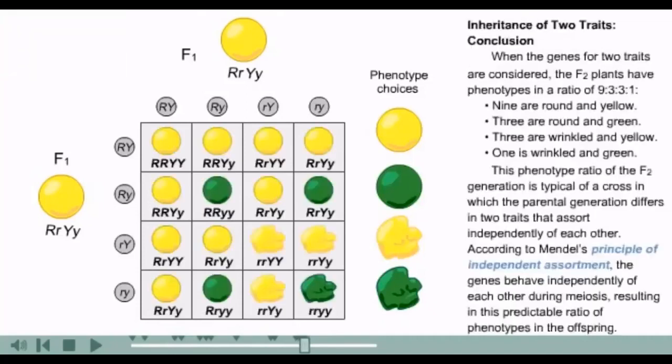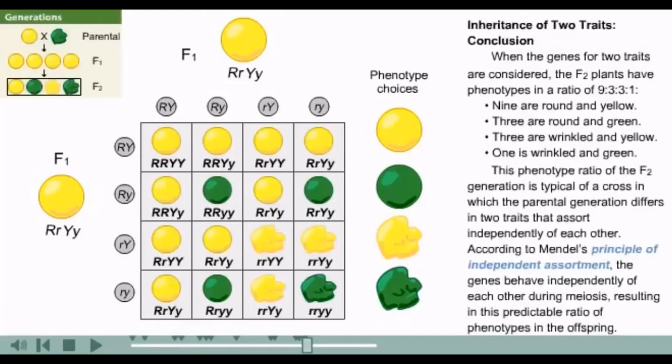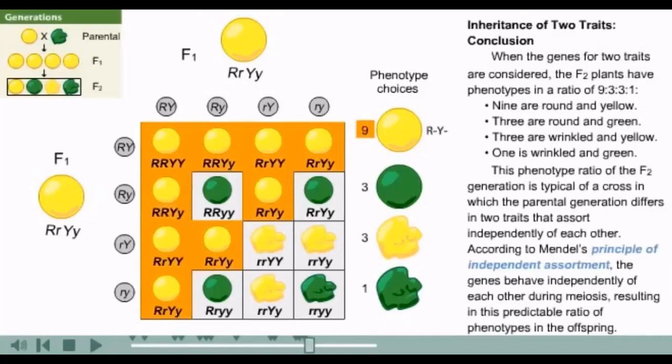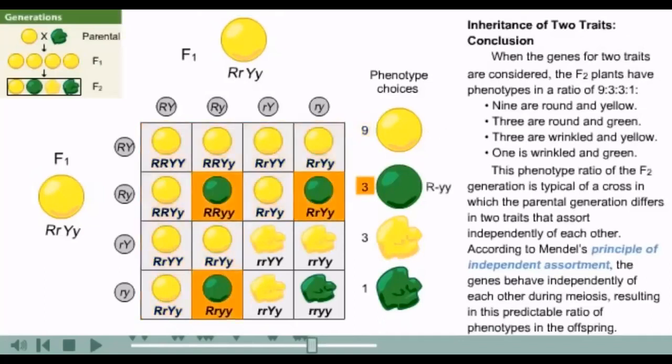When the genes for two traits are considered, the F2 plants have phenotypes in a ratio of 9-3-3-1. Nine are round and yellow, 3 are round and green, 3 are wrinkled and yellow, 1 is wrinkled and green. This phenotype ratio of the F2 generation is typical of a cross in which the parental generation differs in two traits that assort independently of each other. According to Mendel's principle of independent assortment, the genes behave independently of each other during meiosis, resulting in this predictable ratio of phenotypes in the offspring.